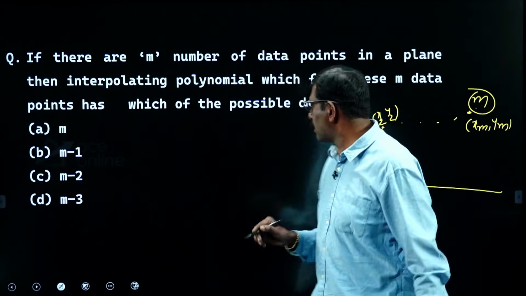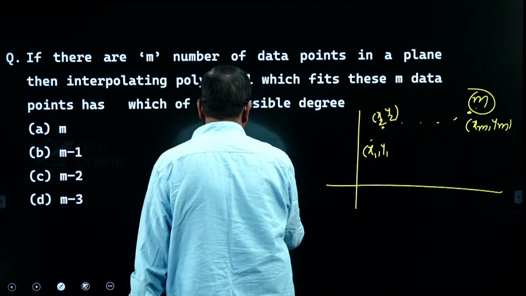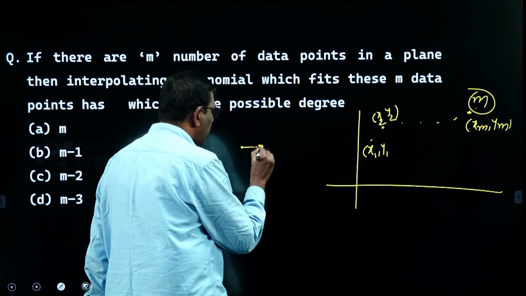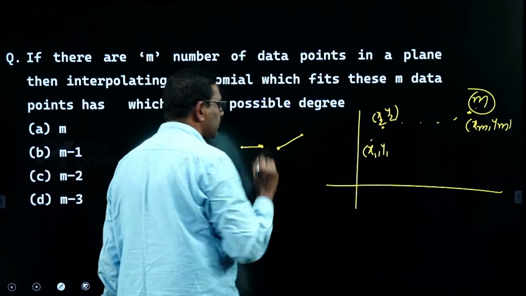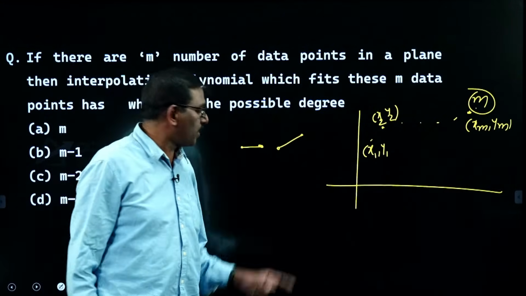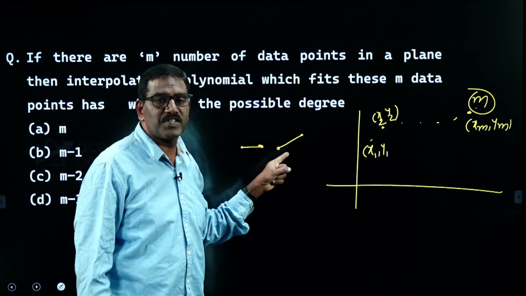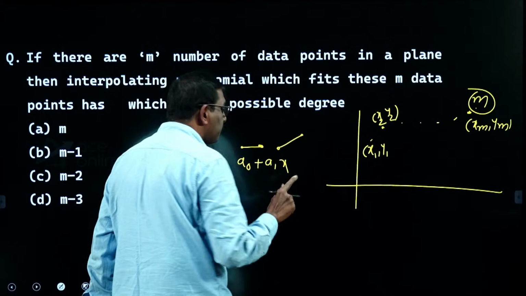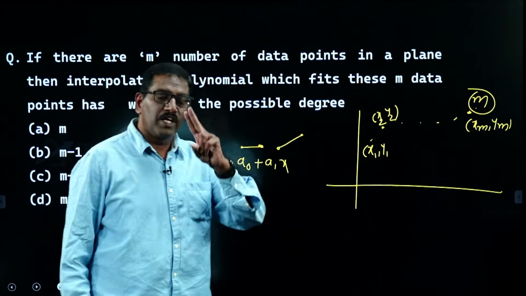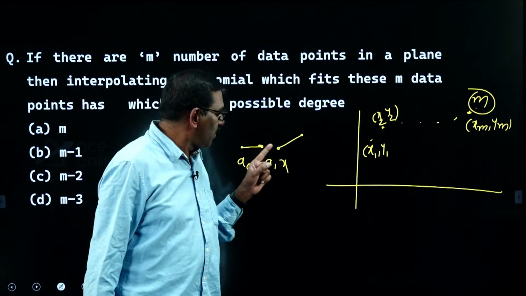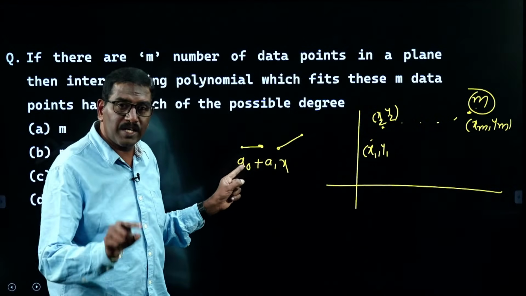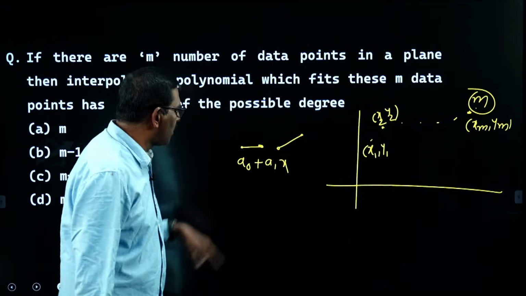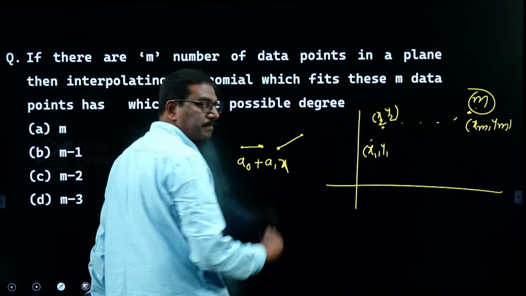If just 2 data points in a plane, which type of curves can you draw? The unique curve is a straight line. If there are two data points in a plane, the best fitting curve is a straight line. A straight line is a linear polynomial, that is a0 plus a1x, a first degree polynomial. So, if there are two data points in a plane, the best fitting curve passing through two data points is a straight line. A straight line is a polynomial. Is it right or not?